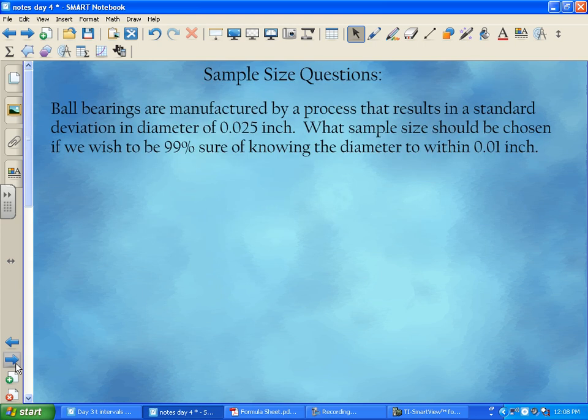All right, the only thing that I want to look at now, sample size. What time are we out? 14 today? Okay.